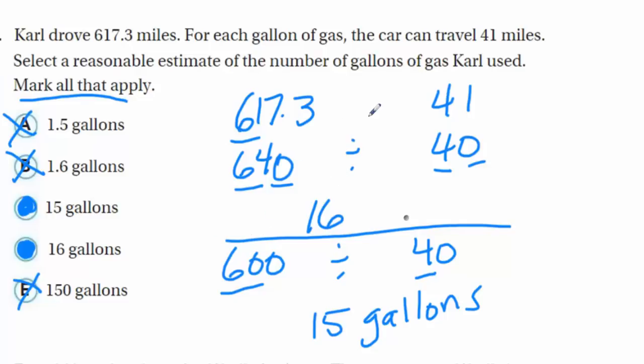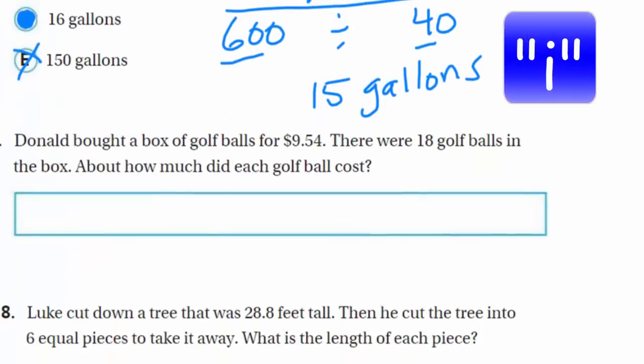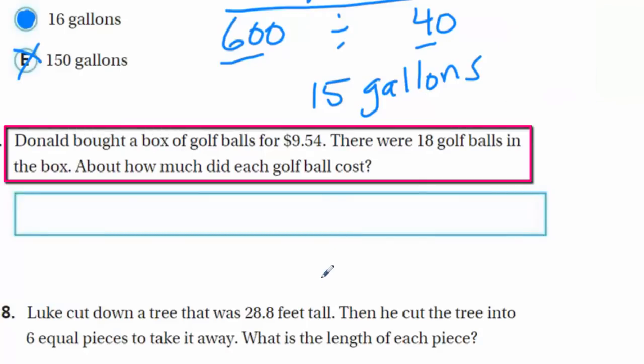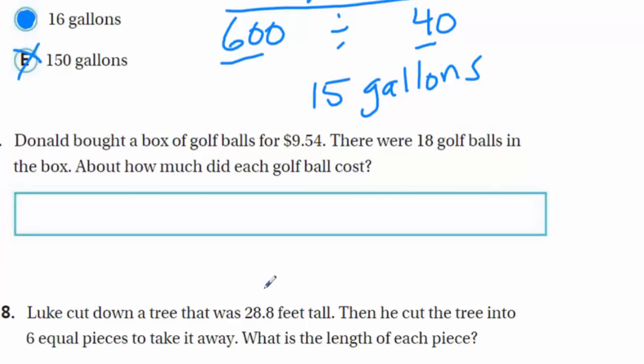Okay, so I hope that made sense to you, that rounding the number and estimating the number will make it easier in how we did that. Now down below we have: Donald bought a box of golf balls for $9.54. Now there were 18 golf balls in the box. All right, about how much did each golf ball cost? Key question it's asking us, about how much did each golf ball cost?